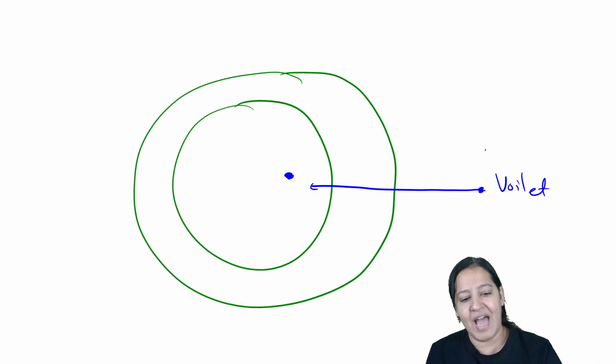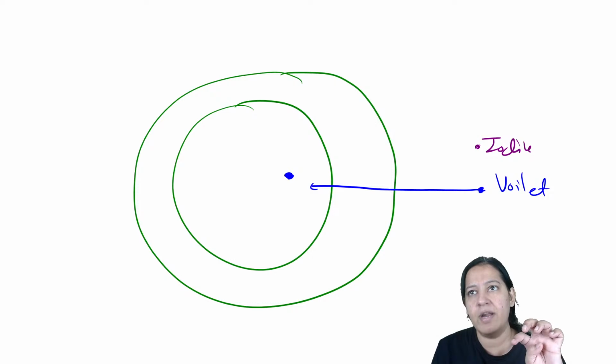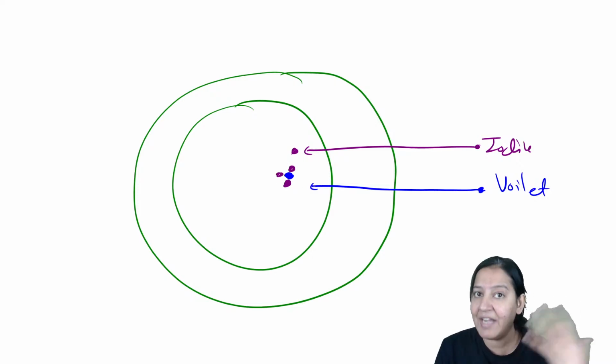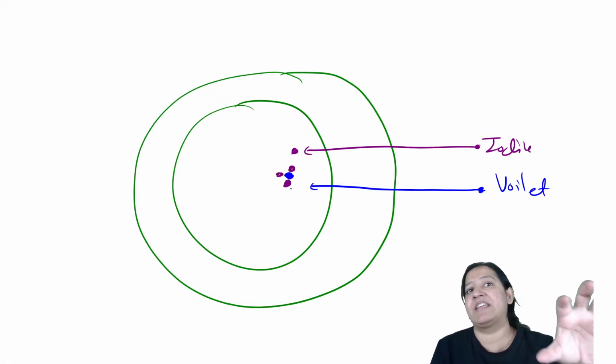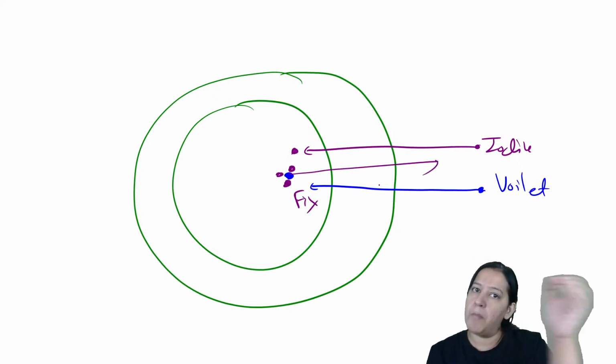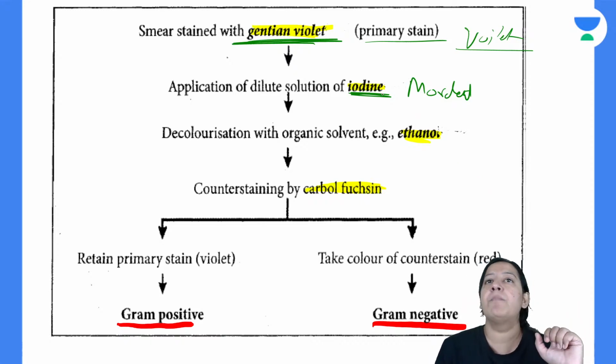Then after that you are giving iodine. Iodine is acting as a mordant. Iodine is also going inside the bacteria. Inside the bacteria, iodine will form a complex with the primary stain and keep the primary stain inside the bacteria only. It fixes the primary stain there, so the primary stain cannot come out again. So that is the function of a mordant. Have you got it? Give me a thumbs up. So the mordant is iodine.